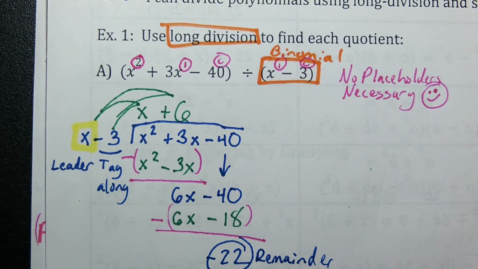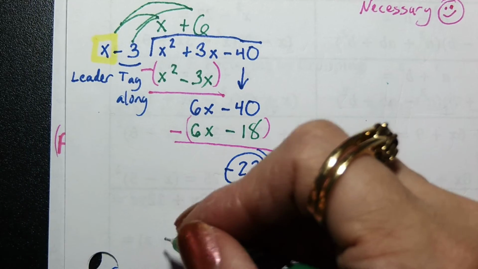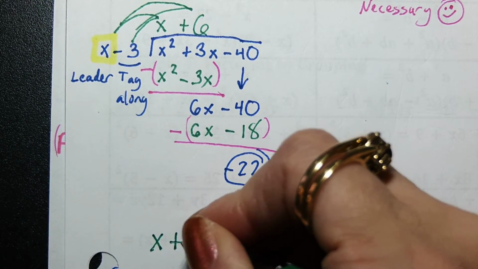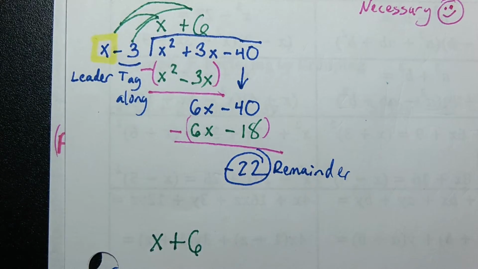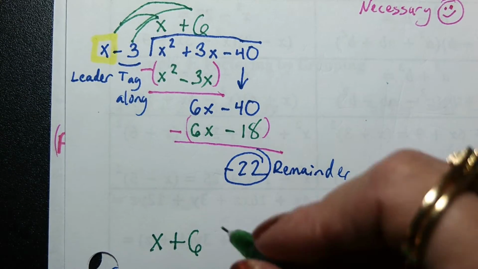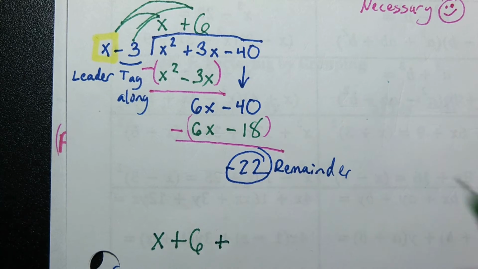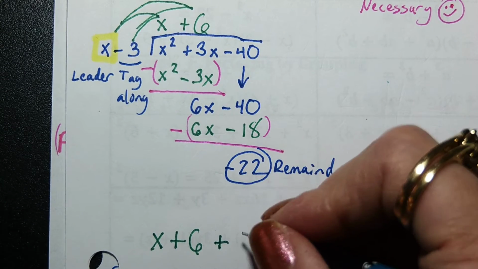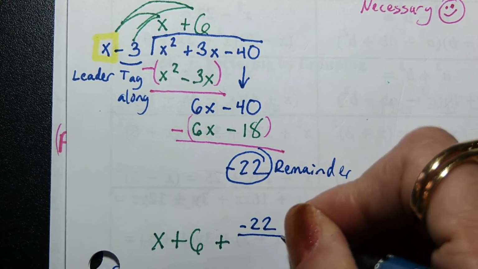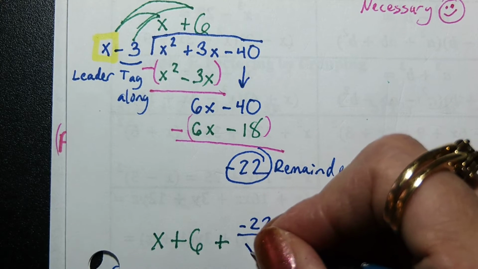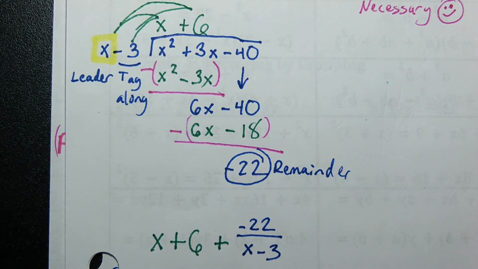So now we are going to write our answer to this problem as the quotient, which is x plus 6, what I got from doing the division, and then plus the remainder, -22, over our divisor, x minus 3.